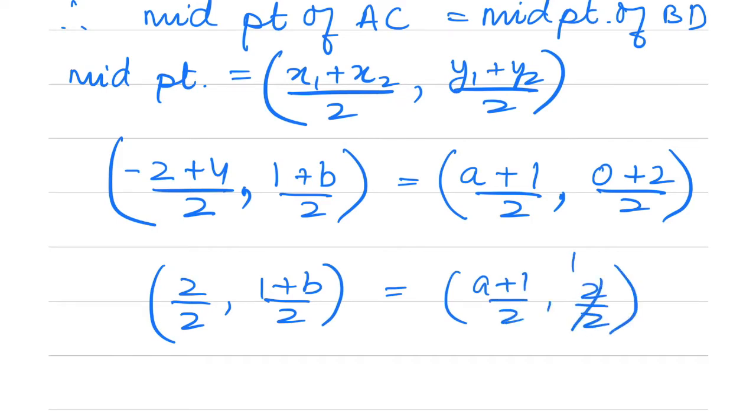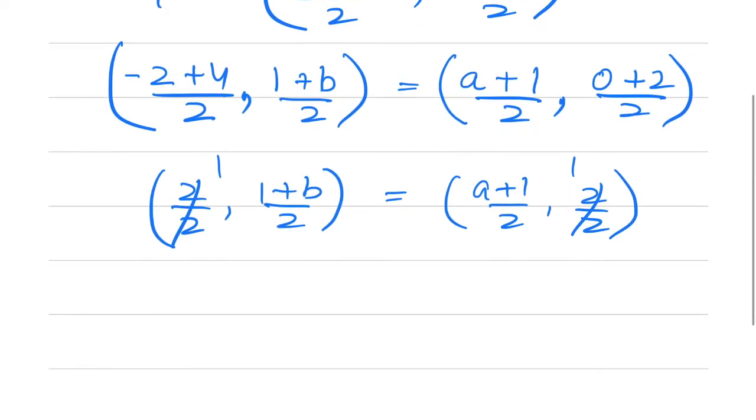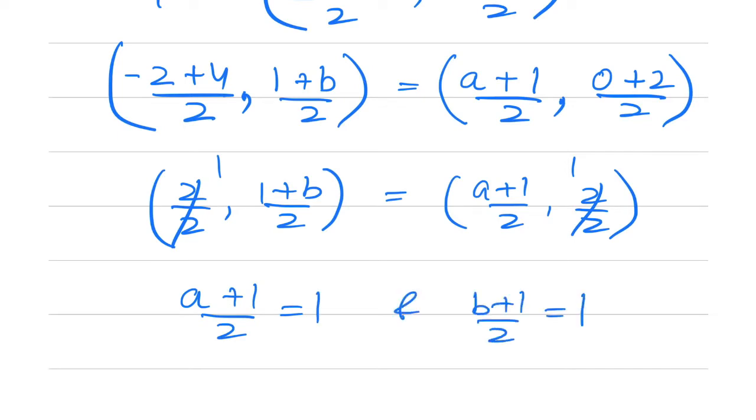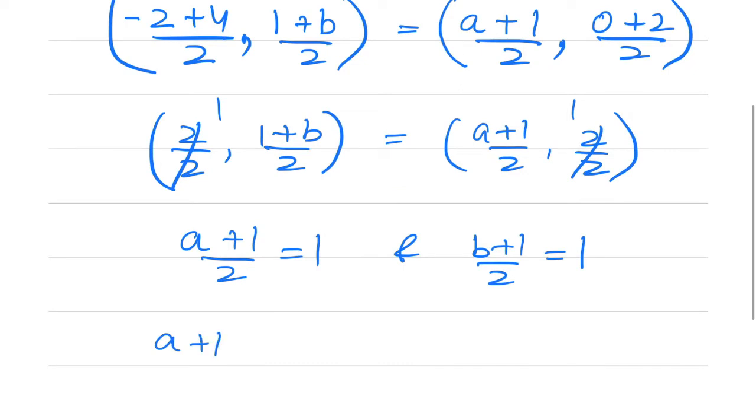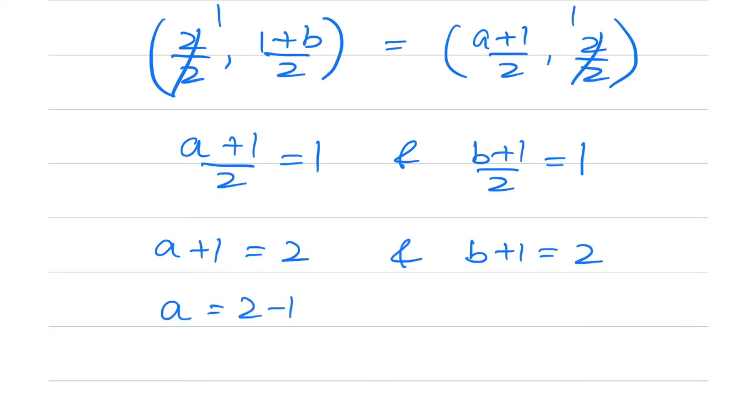This is equal to 1. Here this is also equal to 1. Now on comparing, we can compare the x coordinates and y coordinates. So we have (a plus 1)/2 is equal to 1 and (b plus 1)/2 is also equal to 1. a plus 1 is equal to 2, b plus 1 is also equal to 2, a is equal to 2 minus 1 and b is also equal to 2 minus 1. So a is equal to 1 and b is also equal to 1.